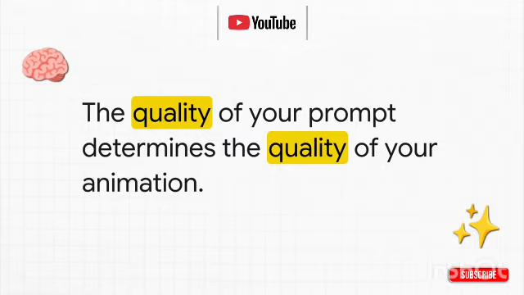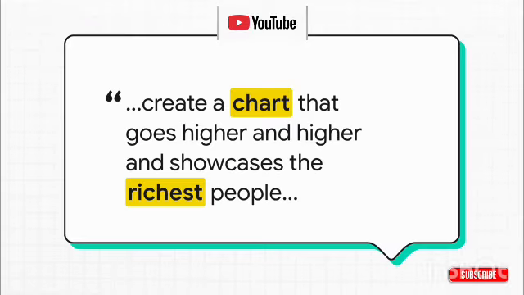Now here's where it gets really powerful. While a simple prompt totally works, the level of detail you put in has a huge impact on the final video. The AI can do so much more if you give it a richer, more descriptive script to work from. For example, a more advanced prompt could give the AI a whole story, specific data points, a clear idea of how the animation should flow. So instead of just saying make a chart, you're telling it a narrative. Show me a ranking of the richest people, and visualize how their wealth grows over time.